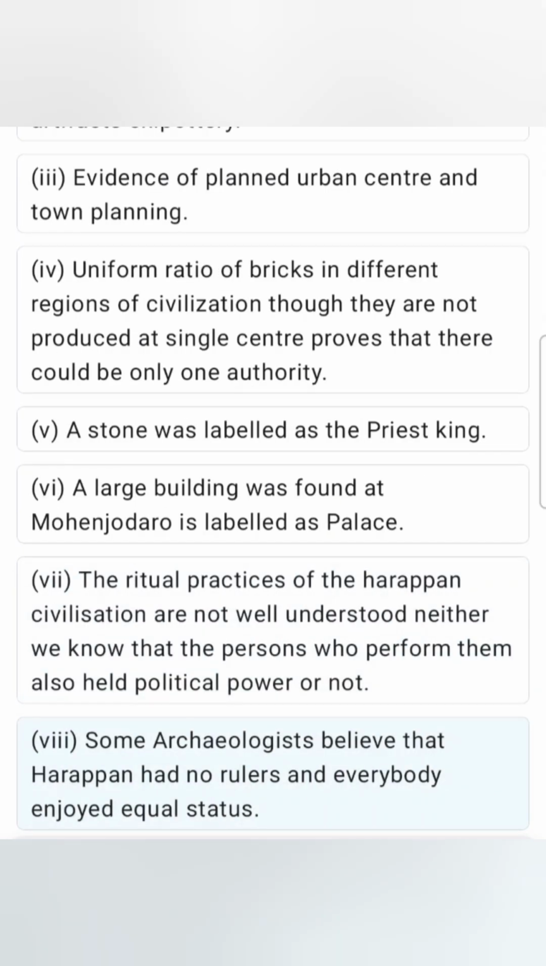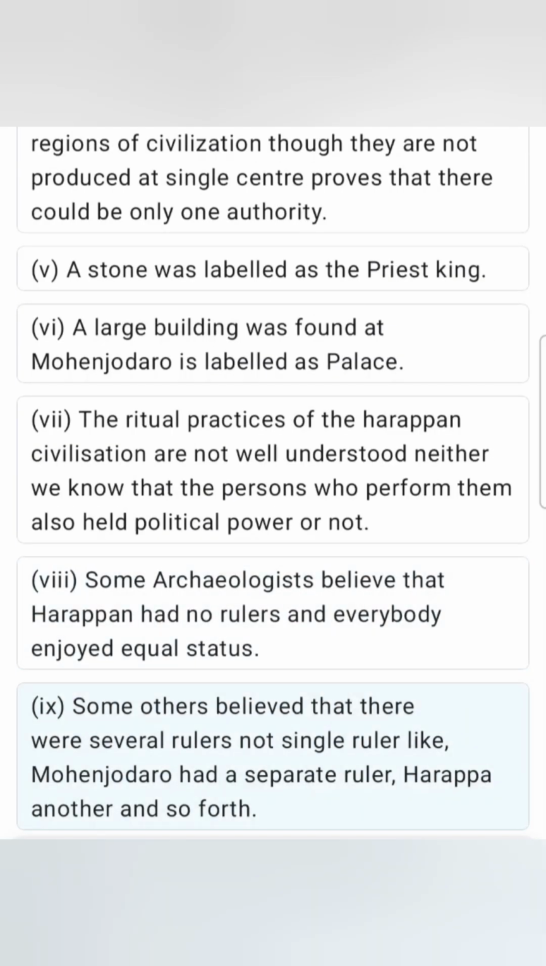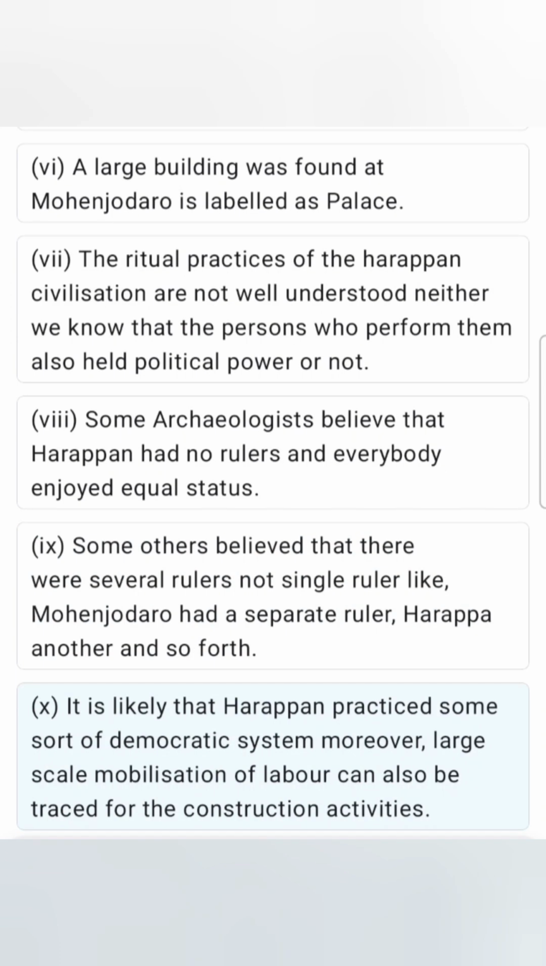VIII. Some archaeologists believe that Harappans had no rulers and everybody enjoyed equal status. IX. Some others believed that there were several rulers, not a single ruler, like Mohenjo-daro had a separate ruler, Harappa another, and so forth. X. It is likely that Harappans practiced some sort of democratic system. Moreover, large-scale mobilization of labor can also be traced for the construction activities.